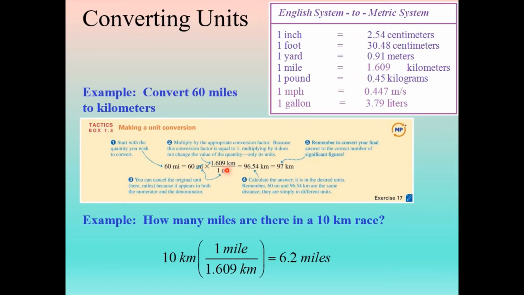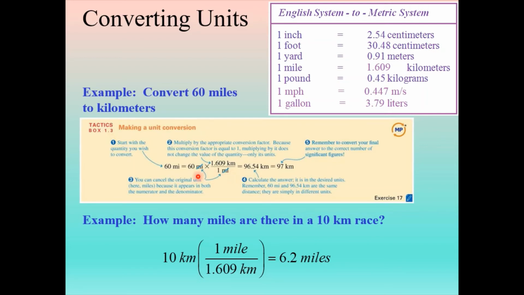So this does not change the length of our measurement, it just changes the units. Now, how do we know to put the kilometer part on top and the mile on the bottom? Sometimes we do it in the opposite way. Well, the trick is we want the miles to go away because we're converting to kilometers. So if the miles are over here, basically in the numerator, they have to be in the denominator here.